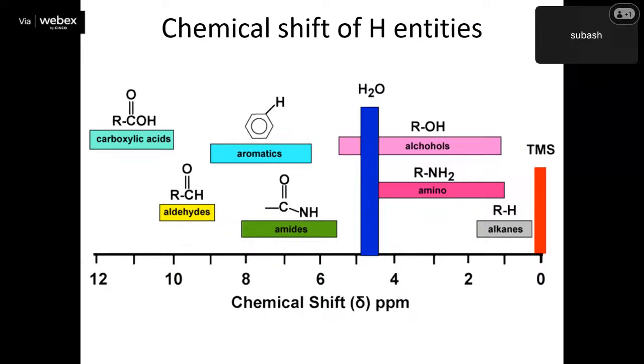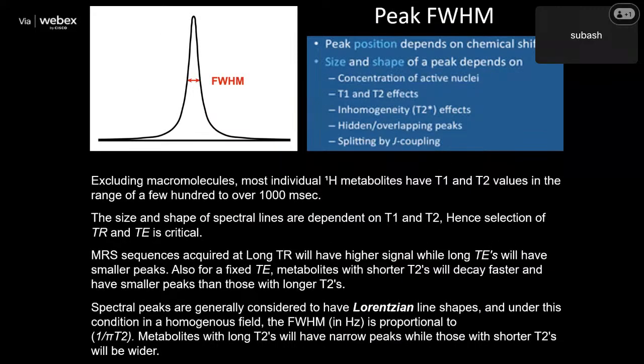So we talked about the full width half maximum, which is a very important parameter when you do spectroscopy, because for spectroscopy you need very high homogeneity of the magnetic field. And as I said, the peak position depends on chemical shift. Now, if you know the chemical shift in a spectrum, you can immediately refer to the database and say what metabolite or what chemical is present in that location.